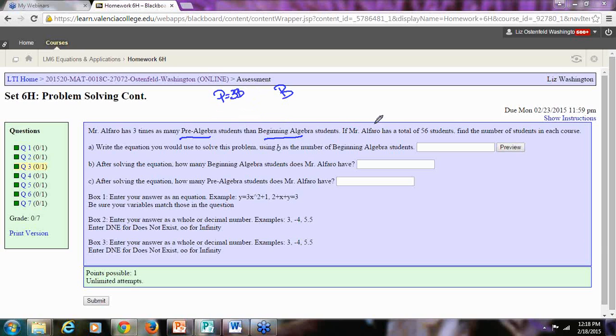So it says, if Mr. Alfaro has a total, so that means his pre-algebra plus his beginning algebra should equal 56 students, find the number of each. But again, P is really 3 times B, so I'm going to replace that. So when I add my P plus my B, I get 4B equals 56. And again, to get B by itself, I'm going to divide by 4.